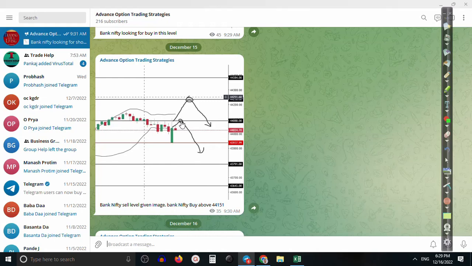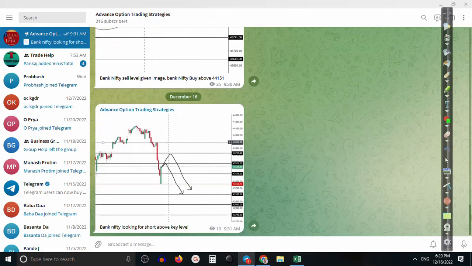So first we sold here, but price was not able to hit this level. According to the price action method we start selling only. Sorry, that was yesterday. Today I told that Bank Nifty is looking for a short above the key level. So here you can see that was my key level. Here I sold, and again price dropped, and I'm selling like that. I'm selling somewhere here, like that.